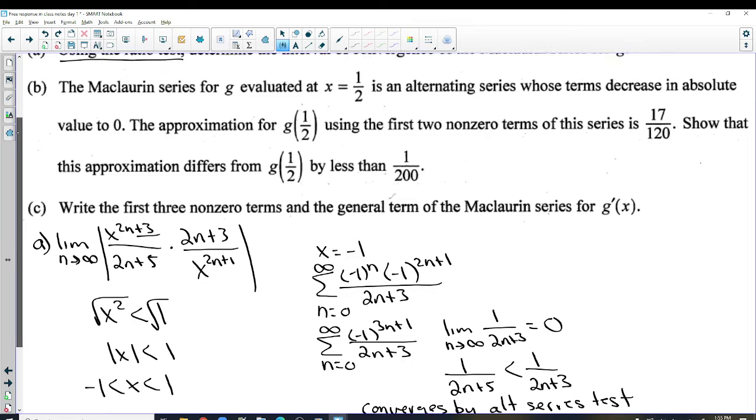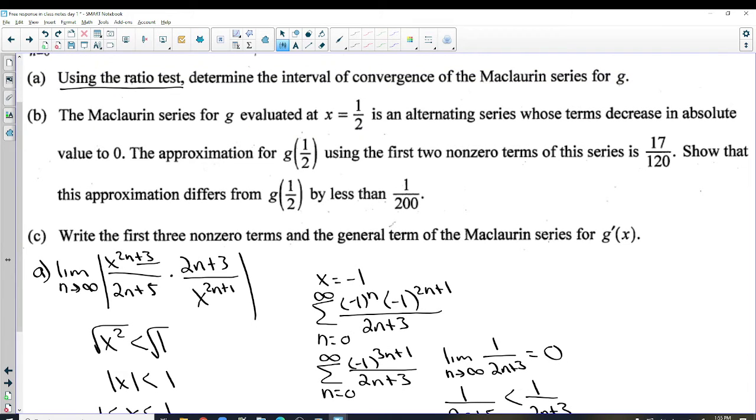B, the Maclaurin series for G evaluated at x equals 1/2 is an alternating series whose terms decrease in absolute value to 0. The approximation for G of 1/2 using the first two non-zero terms of this series happens to be 17 over 120. Show that this approximation differs from G of 1/2 by less than 1 over 200. Talk about it, give it a try. This one's really easy if you know what to do. If you don't know what to do, it's really hard though.